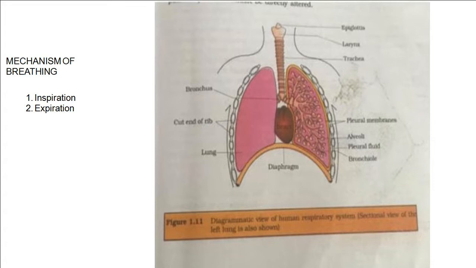The lungs occupy the greater part of the chest cavity, the thoracic cavity. You can see here that the lungs are covered by a double layered pleural membrane. The pleural membrane is the covering of the lungs, and it is filled with pleural fluid.